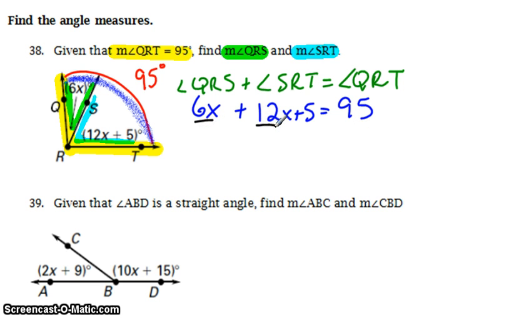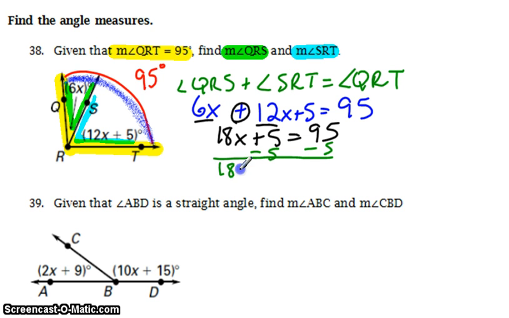Well, 6x and 12x are on the same side, so I'm going to combine them just like they are. They asked me to add. So 6 plus 12 is 18. Bring down the plus 5 and the 95. Now I've got to get the x by itself, so let's start by moving this 5. So 18x is equal to 90. And then I want to divide by 18. So x is equal to 5.